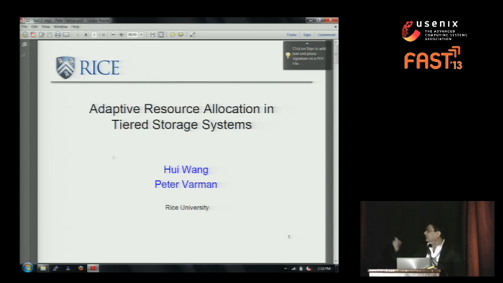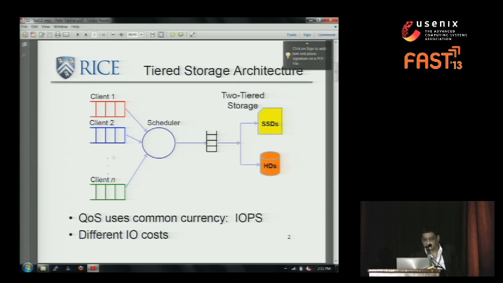Okay, so as mentioned, this is work by Hui Wang, whose PhD thesis this is, but she's not been able to be here. Okay, so the issue that we're going to address is the trade-off between system utilization and fairness in a tiered storage system.